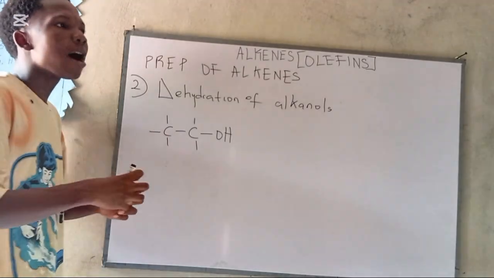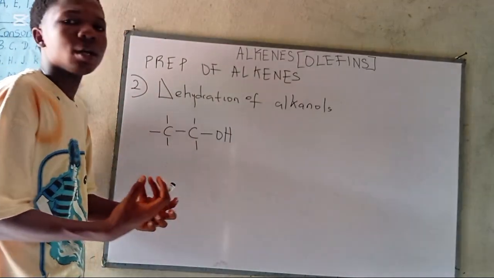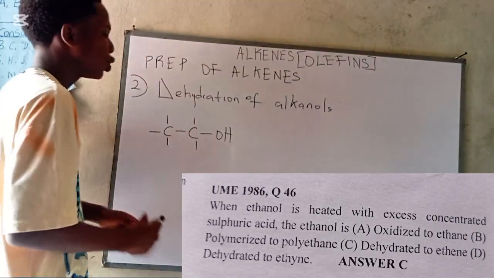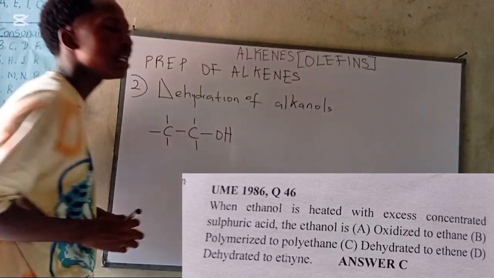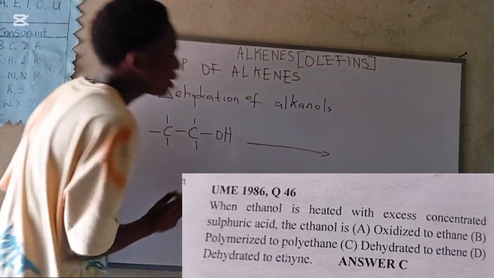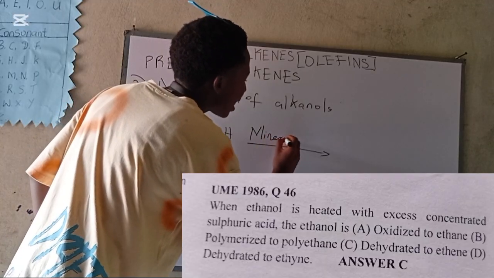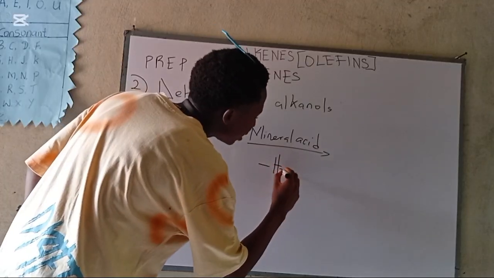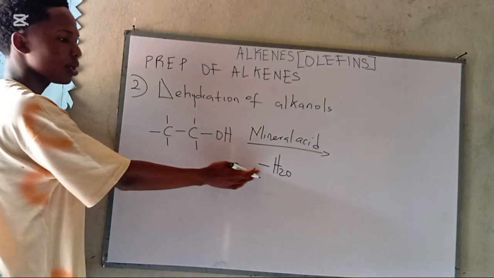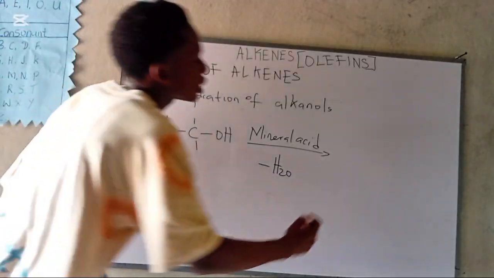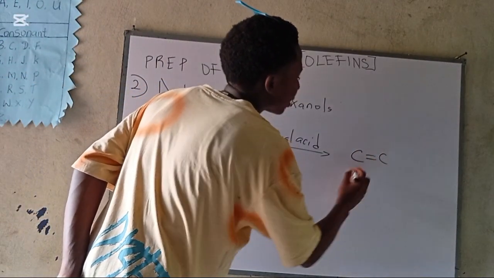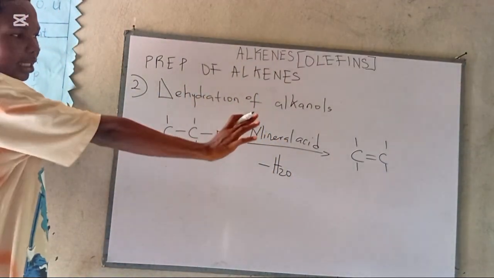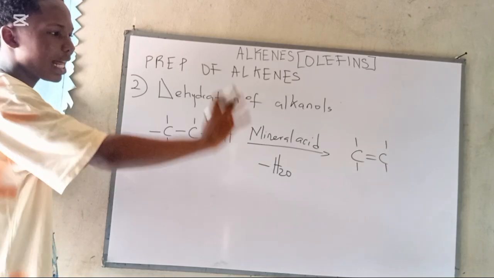Now, we said dehydration. Remember, dehydration is removal of a water molecule. And how do we remove a water molecule? By using mineral acid as the catalyst in the process. So these alkanols pass through the mineral acid. So now, alkanols in the presence of a mineral acid will lose a water molecule. Now, this equation can be written like this. You can write it like you lose a water molecule to give us a corresponding alkene. You get it? This is how the general formula looks like.